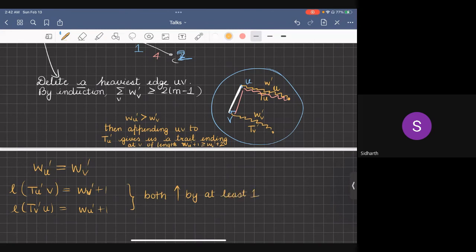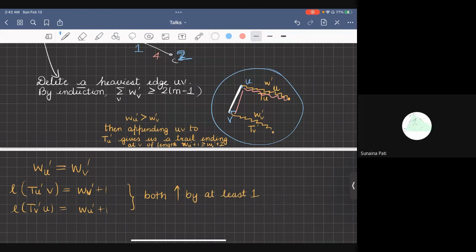So if they're not equal, then one of them increases by at least 2. And if they're equal, then both increase by at least 1. And so the overall weight has increased by at least 2. And we're done. Is it clear?